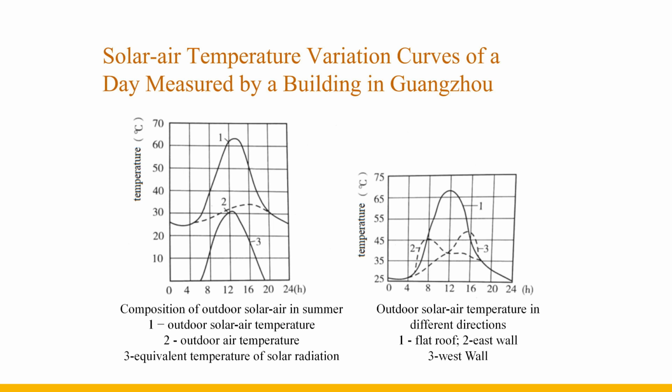It can be seen from the left figure that the equivalent temperature of solar radiation is quite large. It can be seen from the right figure that although the temperature has the same influence on the roofs and the external walls in different directions, the influence of solar radiation is different, resulting in different outdoor solar air temperature in different directions. The flat roof is the largest, followed by the west wall. Therefore, in addition to the roof insulation to consider, but also pay attention to the west and east wall insulation.